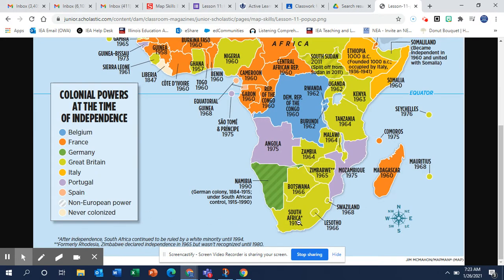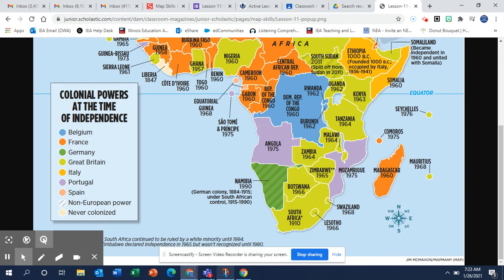So, South Africa, for example, even after it was declared independent, continued to be ruled by a white minority until 1994. This is the home of Nelson Mandela, and they practiced what was called apartheid, in which the races were separated. Even though the whites were a minority in South Africa, they ruled until the rise of Nelson Mandela back in 1994, and he was freed from prison, and then eventually became the president of South Africa prior to his death.